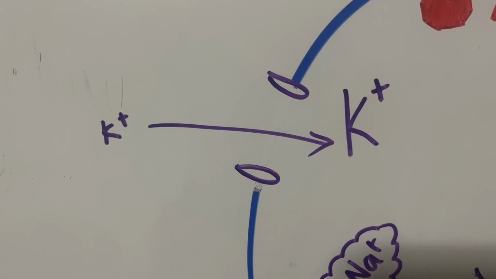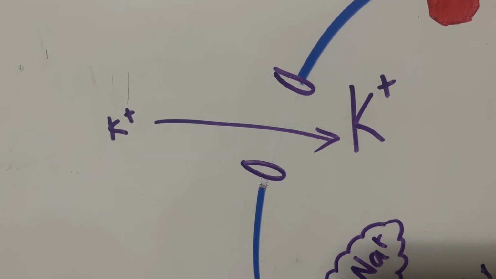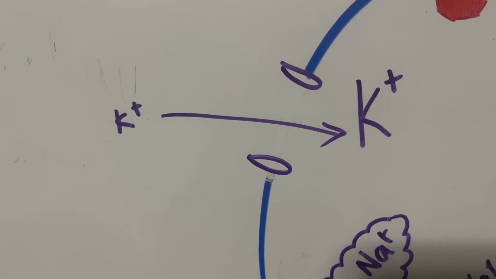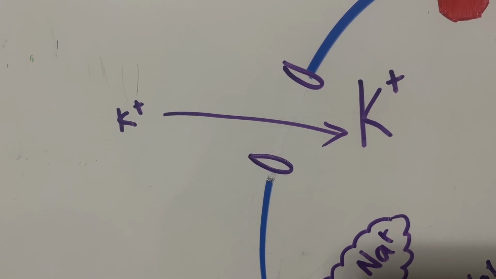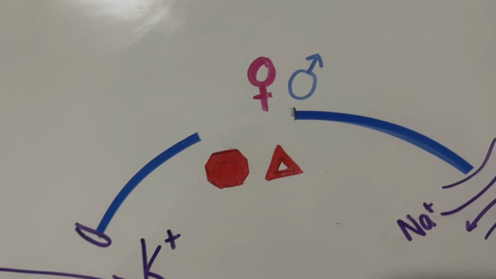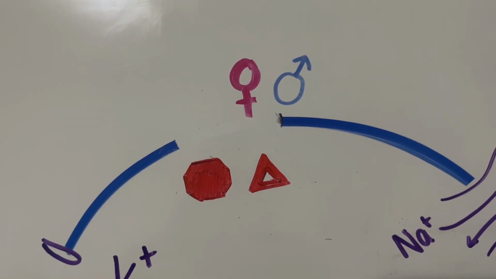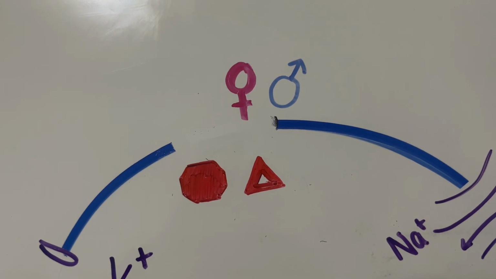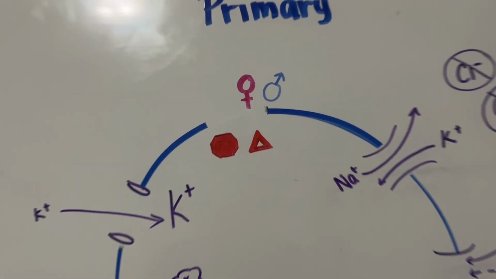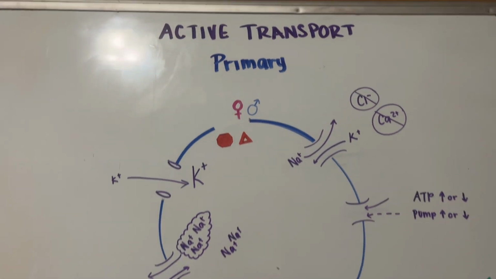Direction is against the concentration gradients. We're going to go from low to high, which is opposite to our other transports that we've talked about so far. For regulation, the activity of primary active transporters can be regulated by various intracellular signals or hormonal influences. And this is primary active transport.